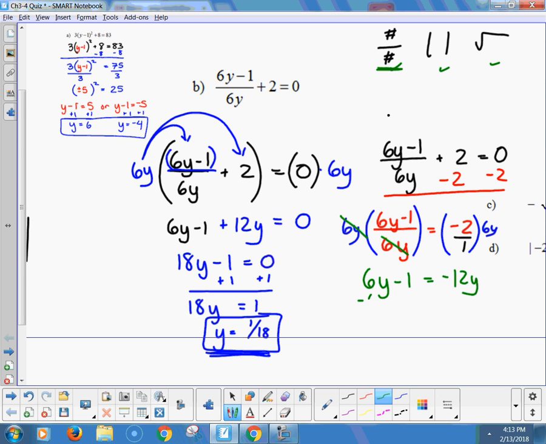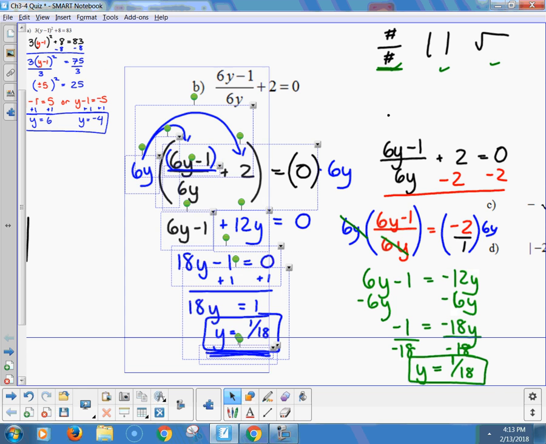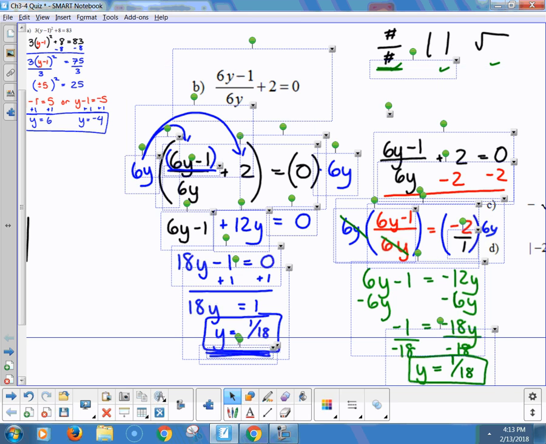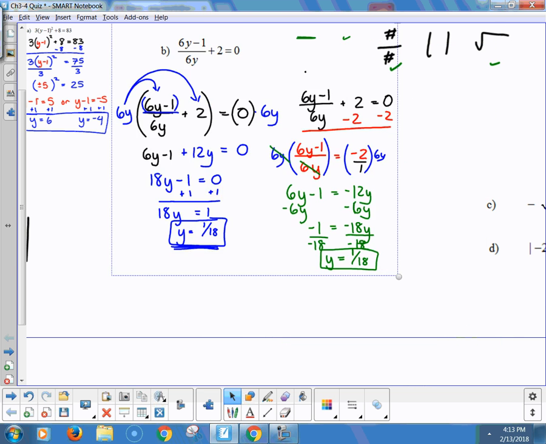And now we're back to an algebra 1 problem. I'd subtract 6y from each side. I get negative 1 equals negative 18y. And dividing both sides by negative 18, I get the same answer. y equals 1 over 18, which is the solution. So we don't need any excluded values, because we have an answer for y that is not an excluded value. Fantastic. Let's move on.